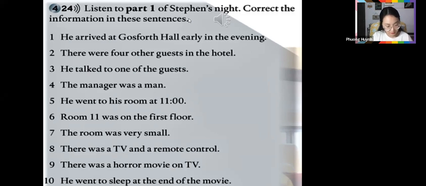Room 11 was on the top floor. I opened the door and turned on the light. It was a very big room, very old, and yes, it was a little spooky. There was an old TV on a table, but there wasn't a remote control. I turned on the TV. There was a movie on. I was happy to see that it wasn't a horror movie. I decided to watch the movie, but I was tired after my long trip, and after half an hour, I went to sleep.